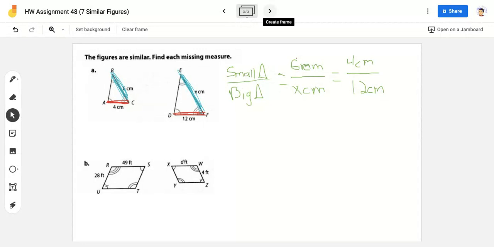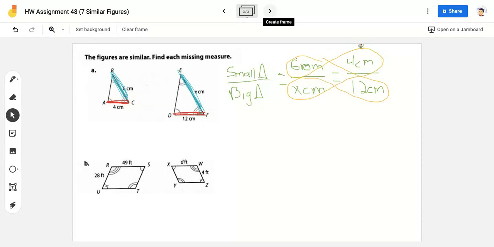Okay? So notice where I'm getting everything from. I'm writing my ratio as small triangle to big triangle, and then I am writing everything out here. So 6 centimeters to X centimeters is equal to 4 centimeters to 12 centimeters. Let's go ahead and use our cross product to find what X is going to be equal to.